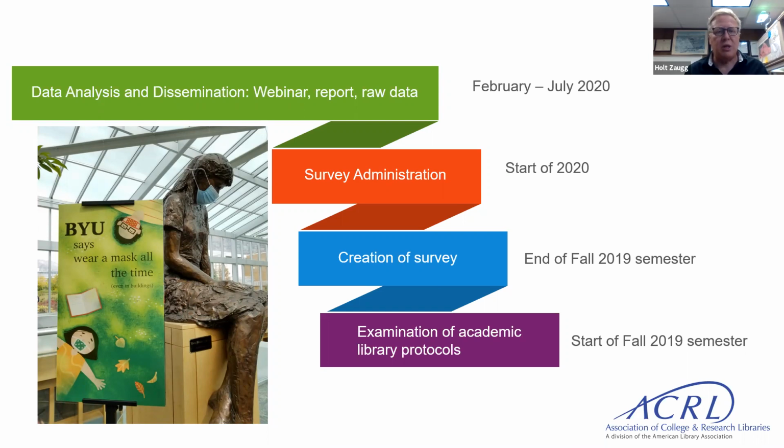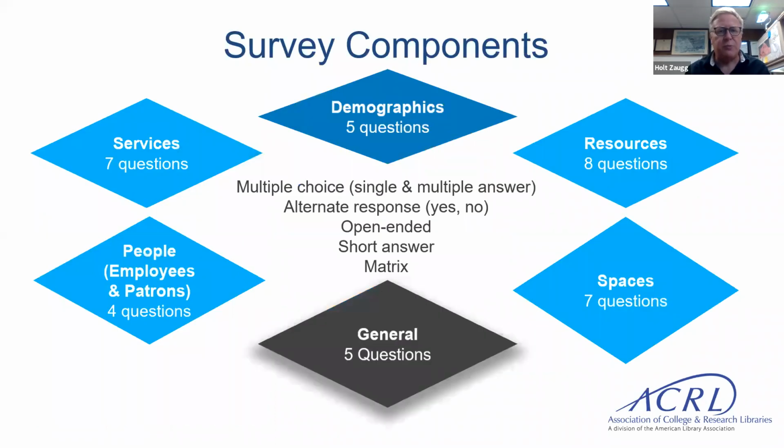We also have created a set of raw data that's de-identified for others to be able to use, should they wish to. I'd next like to start and talk about the survey components. We had 6 components in our survey. The first one was demographics, and we took a look at the kind of things that we thought people might be interested in being able to disaggregate the data for comparisons from one type of institution to another. We then looked at 4 library operations: services, resources, people, which included both library employees and patrons, and spaces. And you can see the corresponding number of questions in each of those sections.